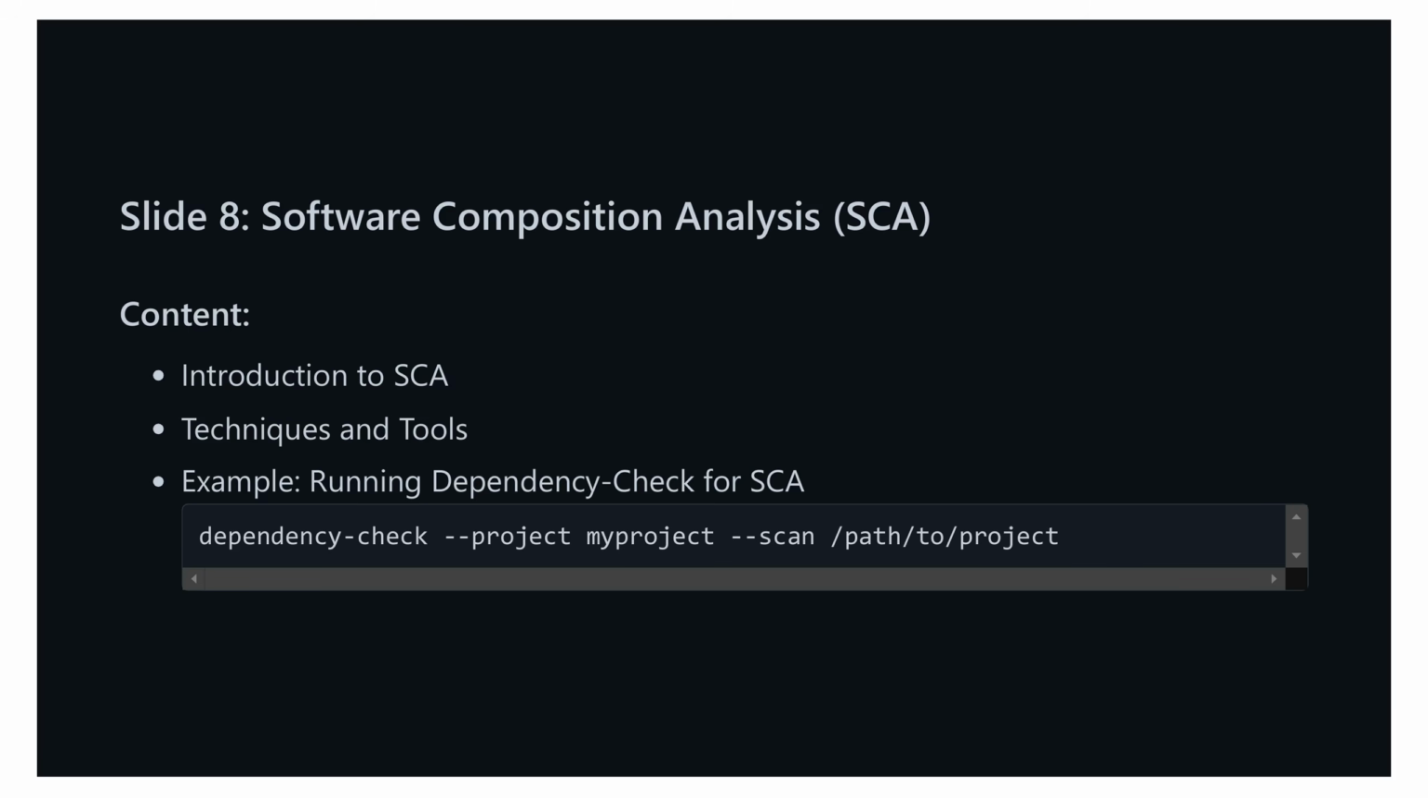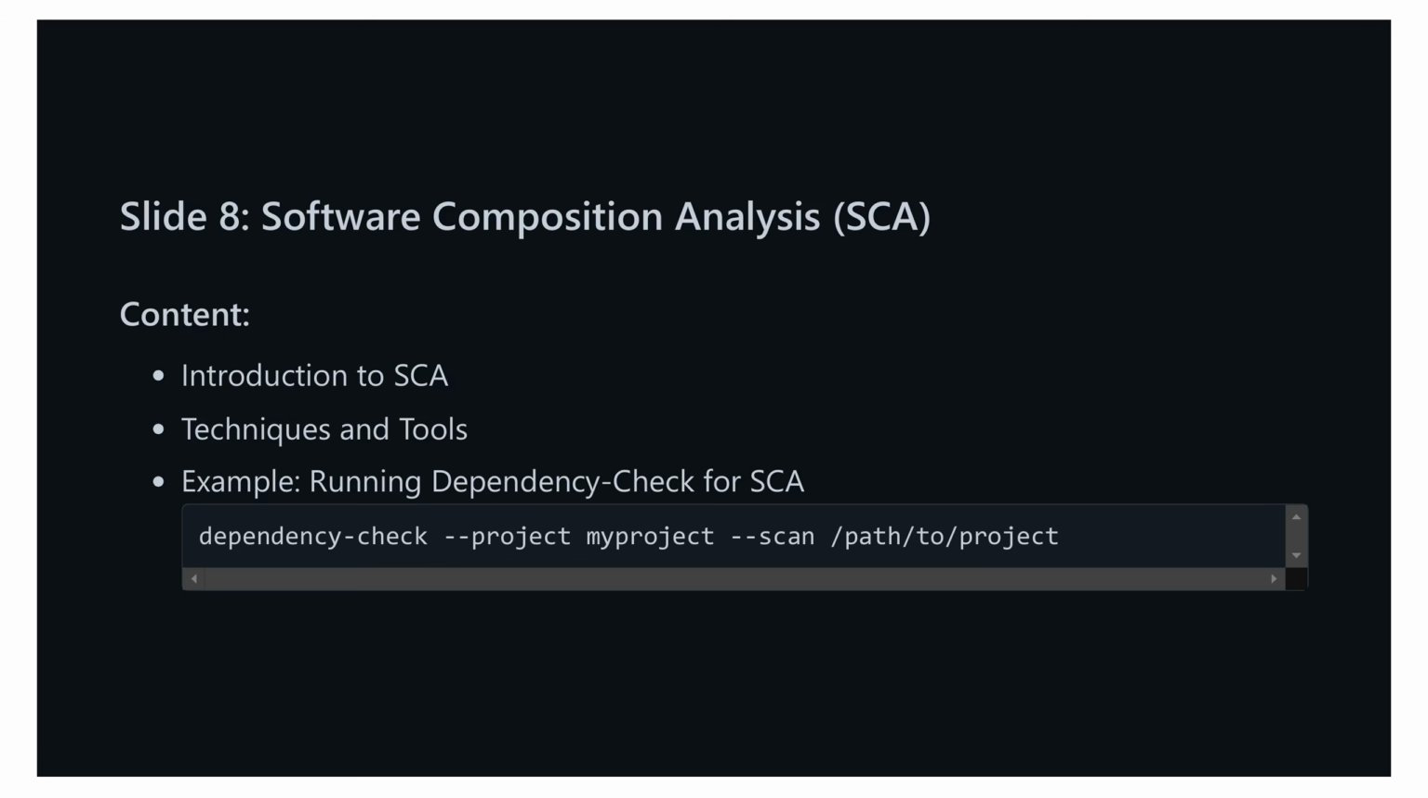Here's an example of how you can run dependency-check for a specific project using the command: dependency-check --project my-project --scan /path/to/project. This command will generate a report outlining any vulnerabilities, allowing you to take necessary actions to mitigate risks. In our next section, we will discuss static application security testing (SAST) and look at an example of running Bandit for Python code analysis.